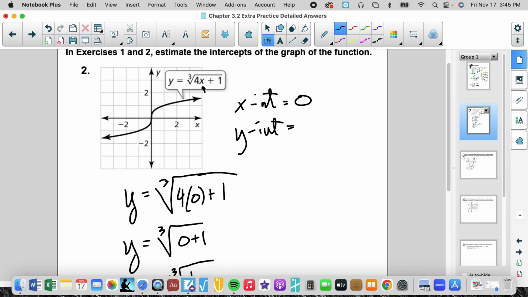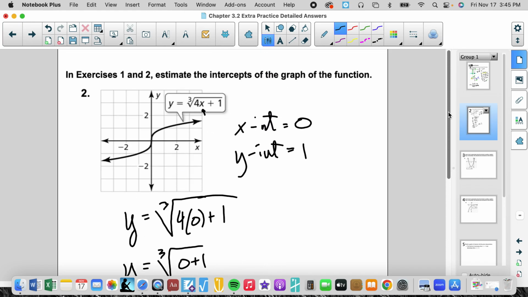Y-intercept shouldn't be 0, it should be 1. I like that. That came out, y-intercept equals 1. Let's do this graph. Yep, this is a video. This will add a little time to it, but that's okay. Let's go to Desmos and enter in that equation.